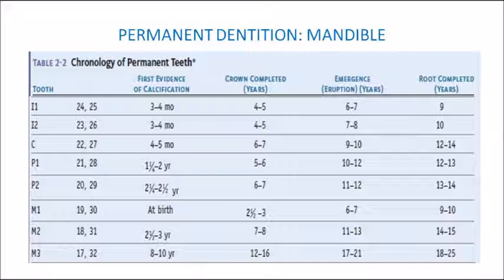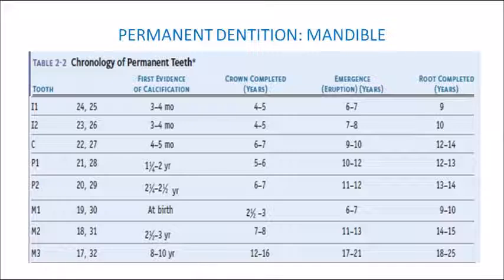And one more important thing is that in the permanent dentition, it is the mandibular central incisors which are erupting before the maxillary central incisors. So the first permanent tooth to erupt into the oral cavity is your first permanent molars, followed by the eruption of your mandibular central incisors at 6 to 7 years of age as well.